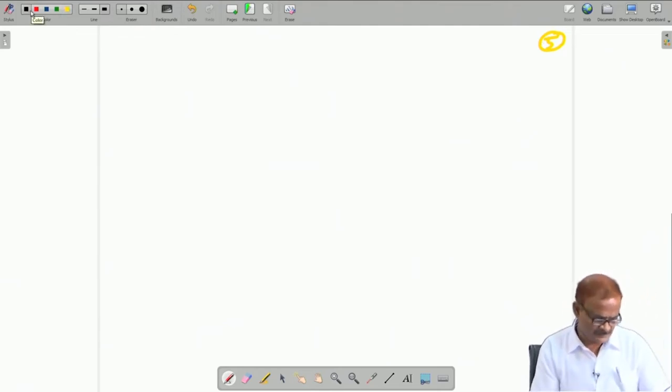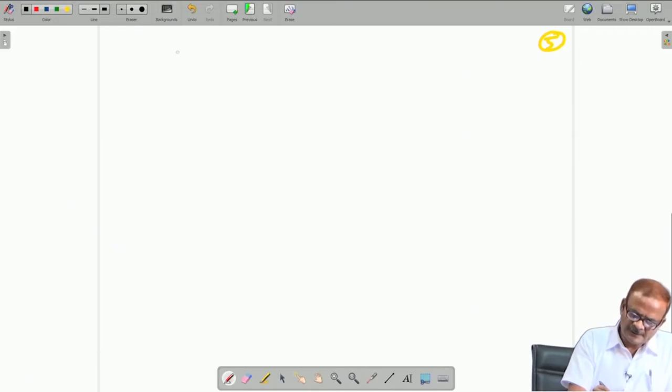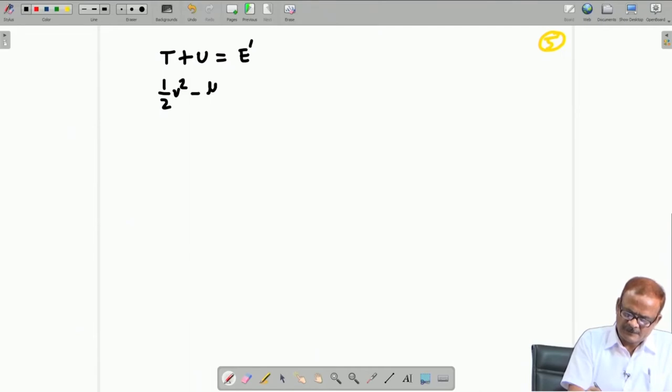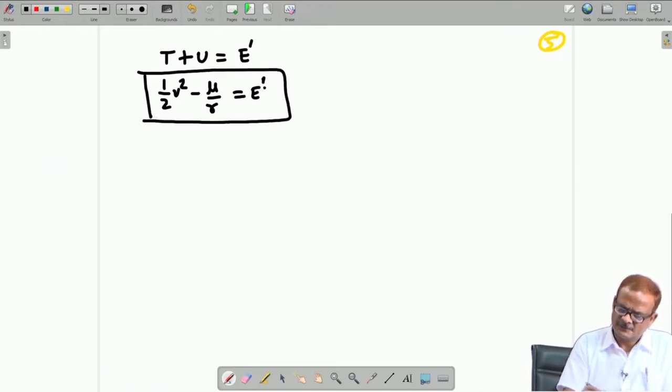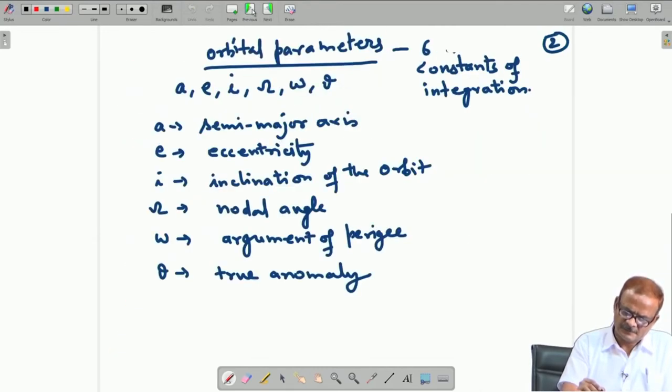Okay, so with this we proceed further. Already, if you remember, we have proved T plus U equal to E prime, where T was 1 by 2 V square and U was minus mu by R. This relation we have used sometime back, if we go to the previous pages.